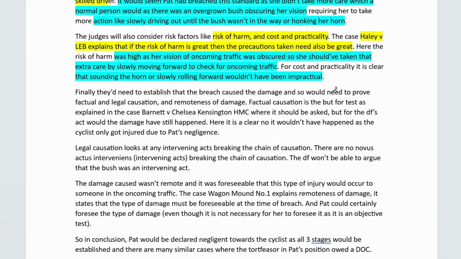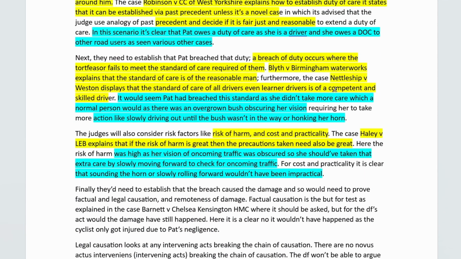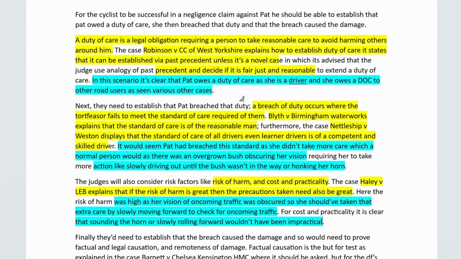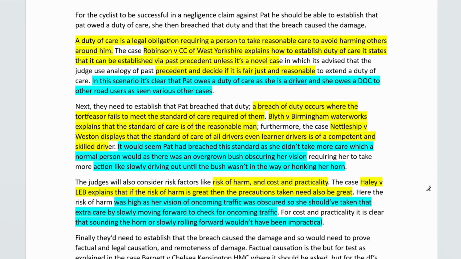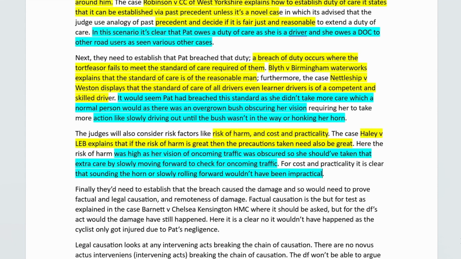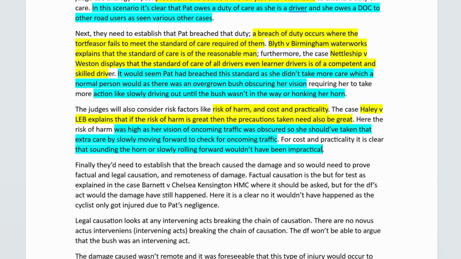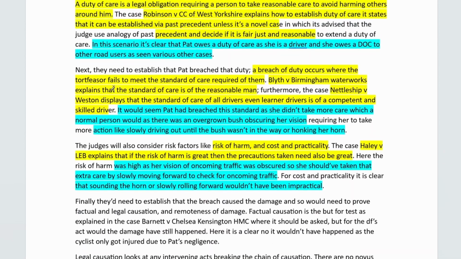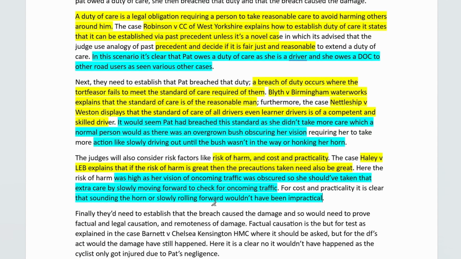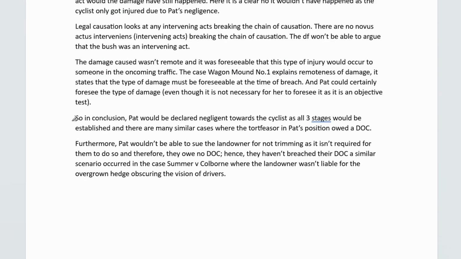I could have explained more for cost and practicality and got another AO1 mark, but then you have to judge that against the amount of time you have in the exam, and you need to make sure you're continuously going at a fast pace. So I'm not going to go through all of this answer, but if you want to use this answer as a model answer for your negligence question, I'll leave a link to this answer in the description below. So each one of my paragraphs, they go in a similar pattern. AO1, then AO2. AO1, AO2. AO1, AO2. And then I do an in conclusion here of the case against the cyclist.